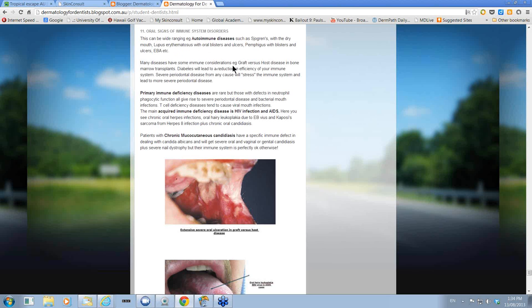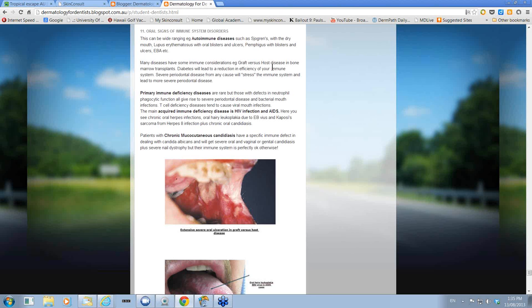Many other diseases have immune considerations. Now, particularly graft versus host disease in bone marrow transplants. Now, this is often done for leukemia or myelomas. And the problem is that the bone marrow graft will in fact, in some cases, attack the individual's skin and the individual's salivary glands, any of the internal areas of the body as well. So this is why they're on a variety of drugs to try and suppress that.